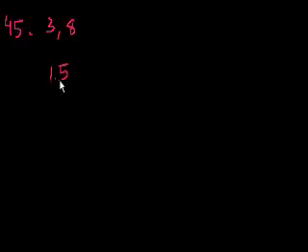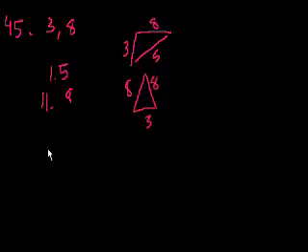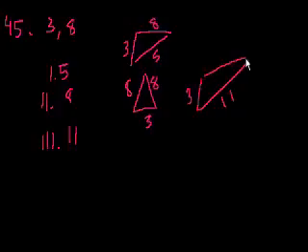Choice 1 is 5. I can easily imagine a triangle that has sides 3, 8, and 5. That seems completely reasonable. But I'm just experimenting. I don't know where this is going. 8. Well, sure, that's just an isosceles triangle. You can easily have a triangle that has 8, 8, and 3. Choice 3, 11. Now this is interesting. Now let me ask you a question. Can I have a triangle that looks like this? 11, and then 3, and then 8.